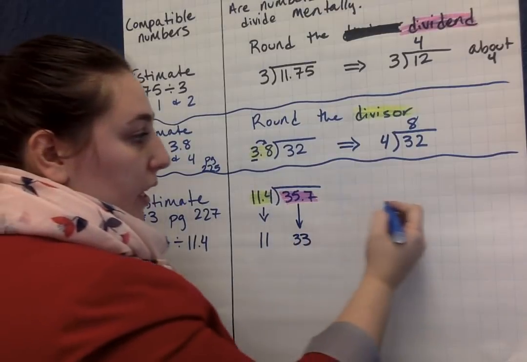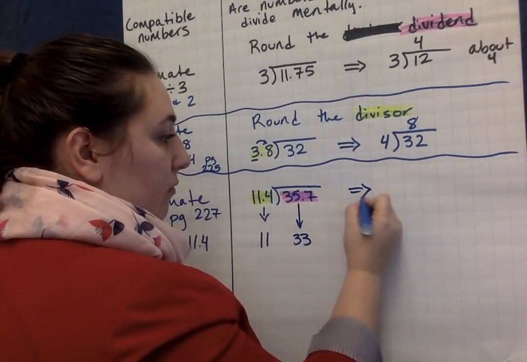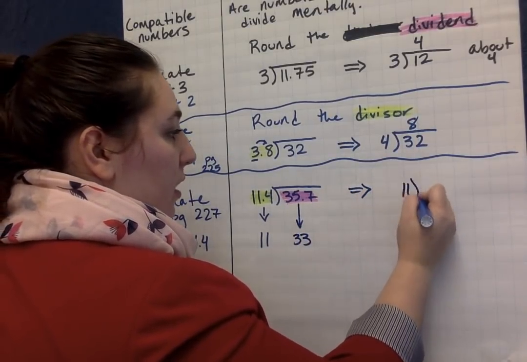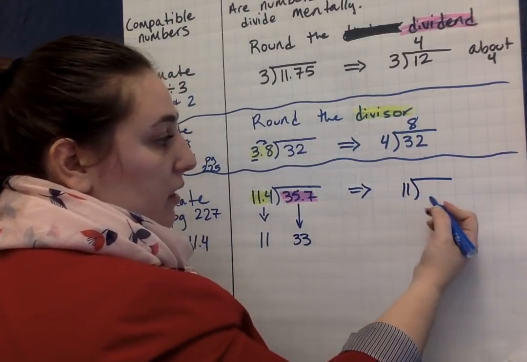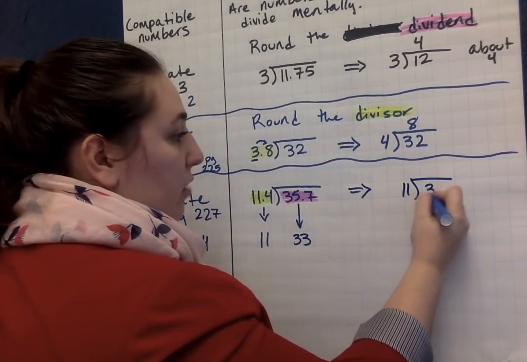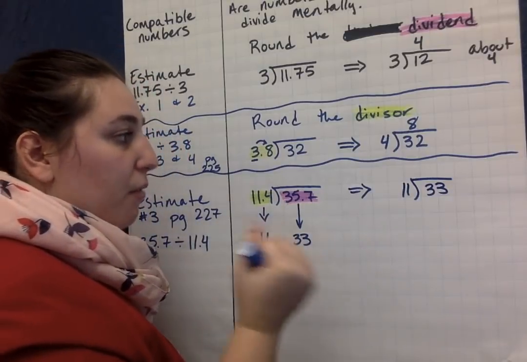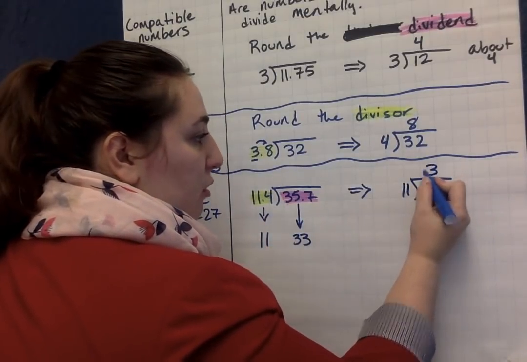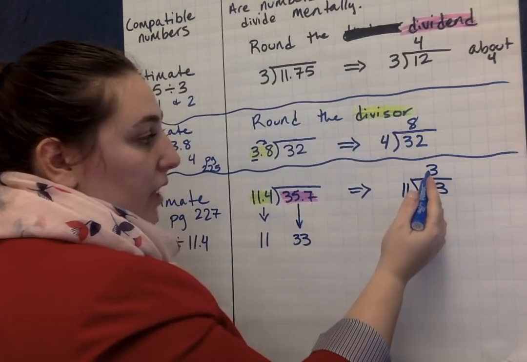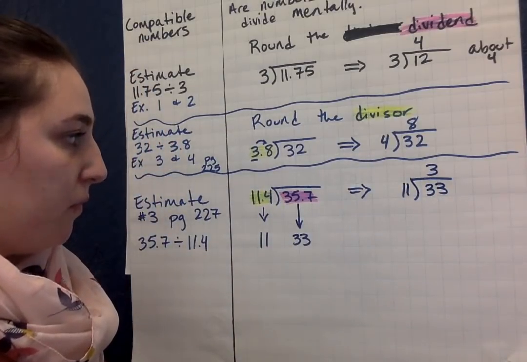Okay? And over here, I'm going to rewrite it. So then I have 11 on the outside because it's my denominator, and 33 on the inside. And right away, I know that the quotient is going to be 3. So 11 times 3 is going to be 33.